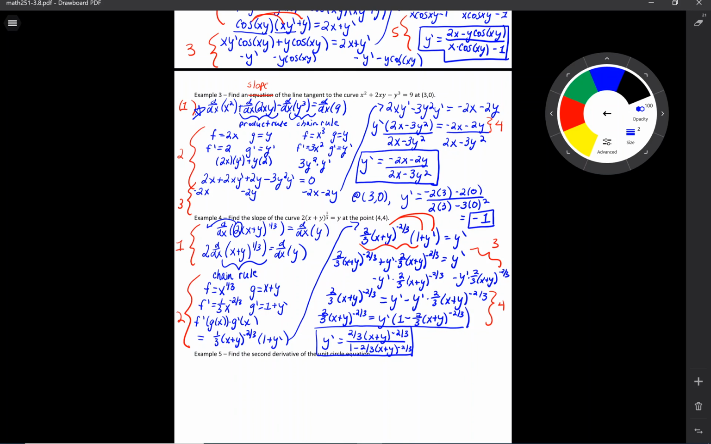And we want to find the slope of the curve at the point (4, 4). So now I'm going to plug in x equals 4 and y equals 4. So at (4, 4), I get y prime equals 2/3 times (x plus y, which is 8) to the power of negative 2/3 over 1 minus 2/3 times 8 to the power of negative 2/3. And if you'd like, you can plug this into your calculator, but you would get 1/5.